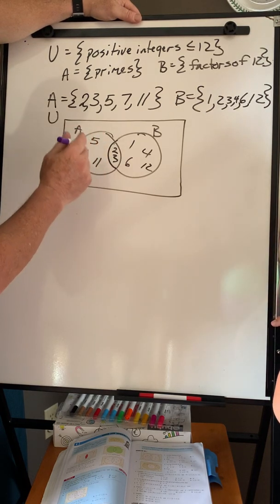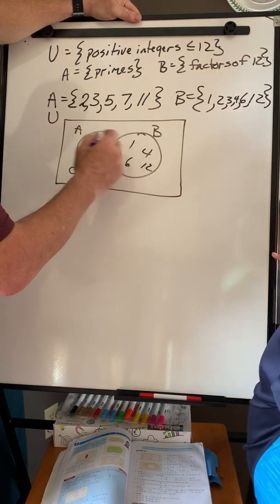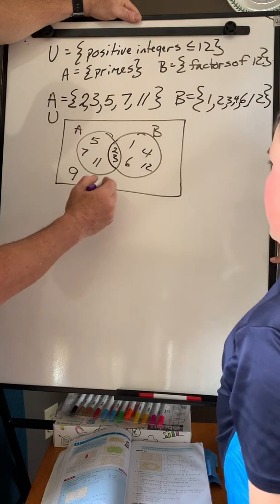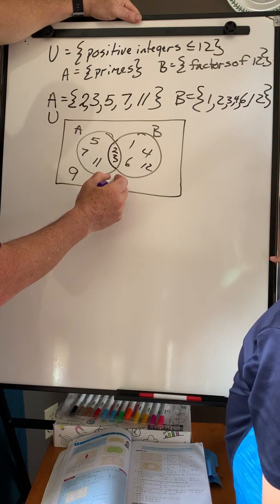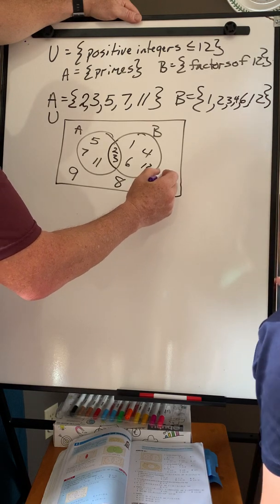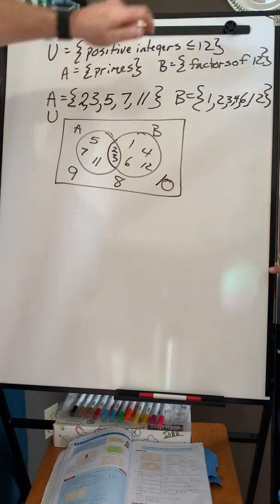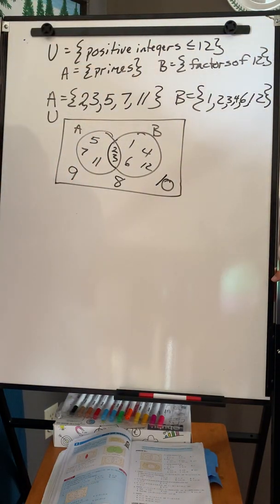So there's our Venn. What numbers are missing? 9 isn't in either A or B. What else? 8. Okay. 10. Okay. All right. So that answers show sets A, B, and the universal set on a Venn diagram. Now we have to list the elements in A prime.